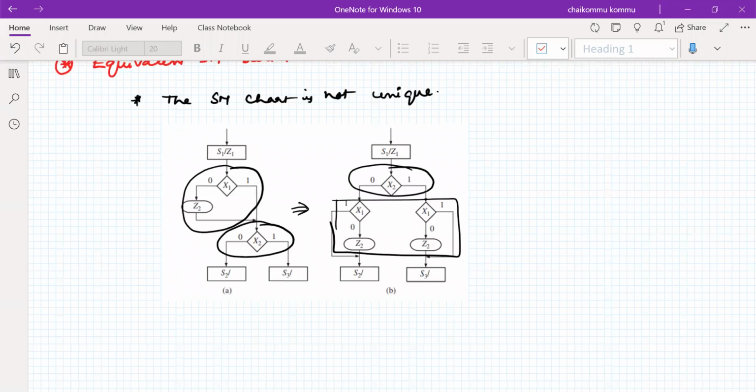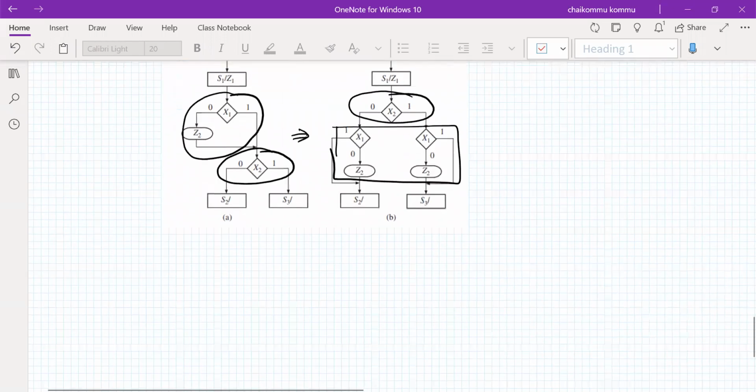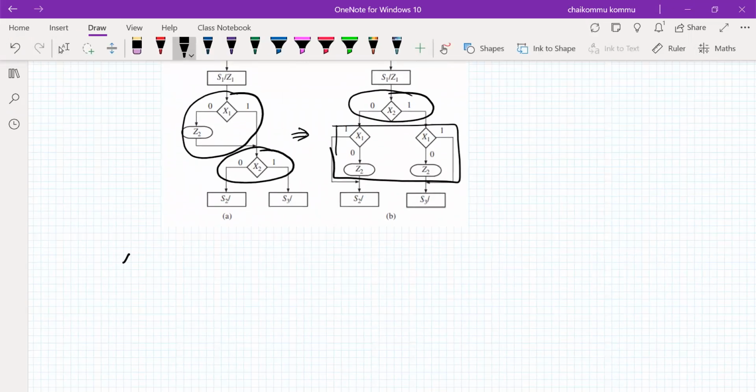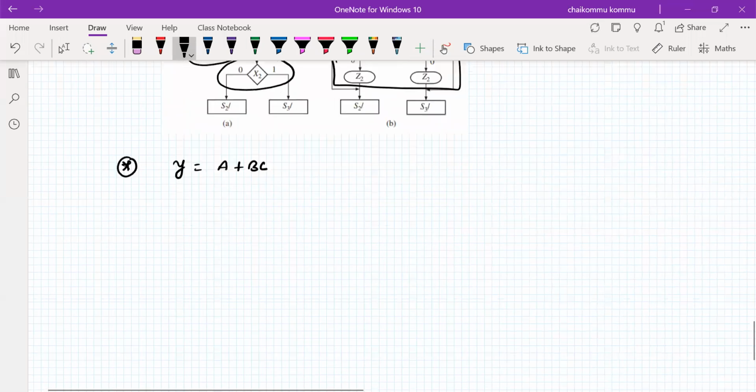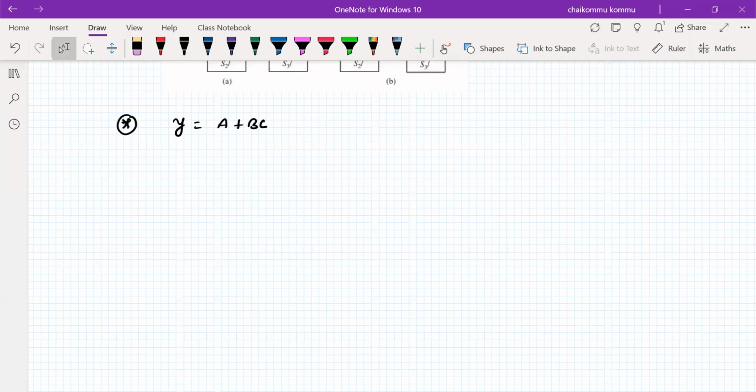Okay, this is also not that clear, so I will take another example. For example, y is equal to a plus bc. I want to draw the state diagram for this one. What is the best possible way that we can do? Let us look at here.